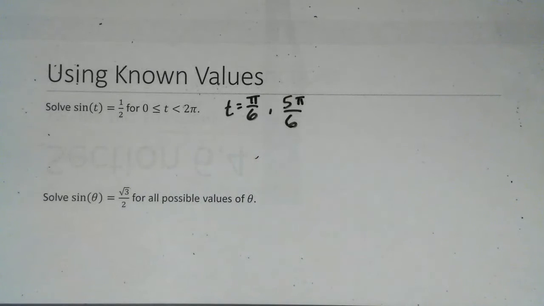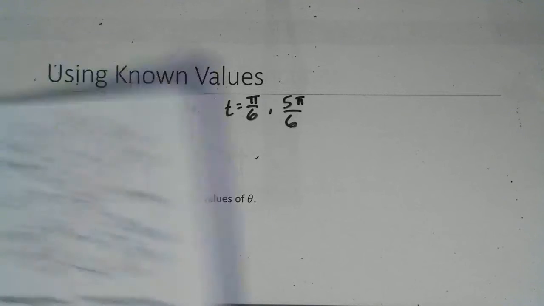Next up, we're going to solve the sine of theta equals square root of 3 over 2 for all possible values of theta. You'll notice this one isn't restricted. That's going to make our answers look a little weird in the end, but I'm going to walk you through it. So let's start by finding the places on my unit circle where the square root of 3 over 2 is the sine value.